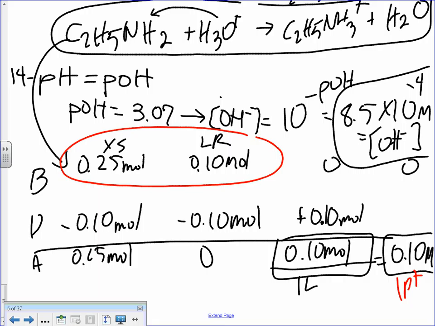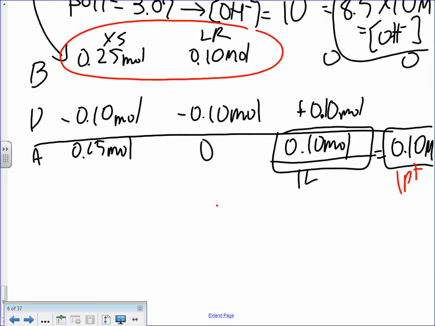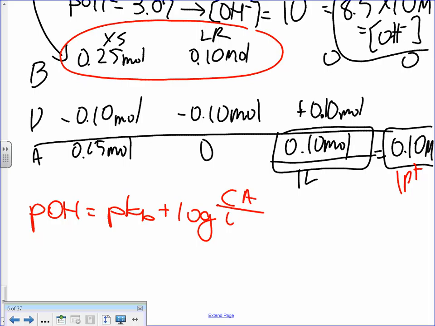Part 3, before it, says it's all for, what's the Kb? How do you find the Kb? Henderson-Hasselbalch. Okay, let's do that. Henderson-Hasselbalch, what's the formula? If we're doing Henderson-Hasselbalch in base form, pOH equals pKb plus log of the conjugate acid over the weak base?